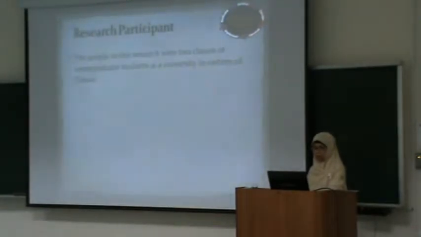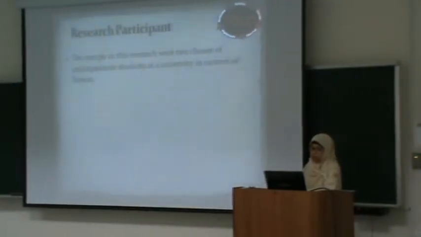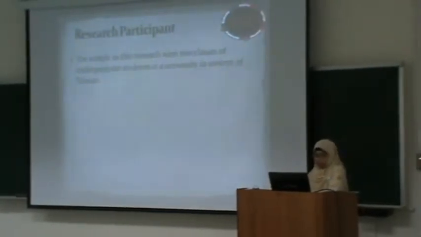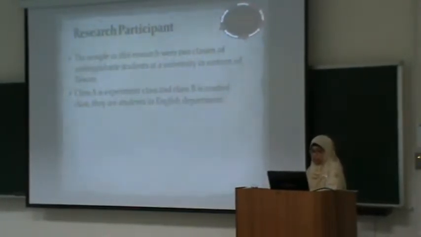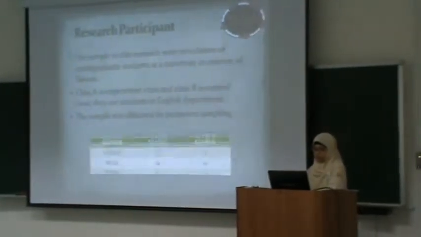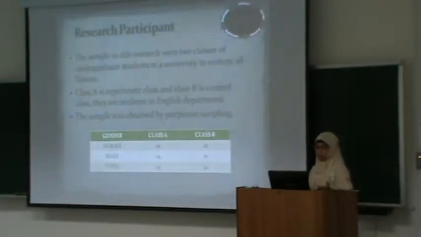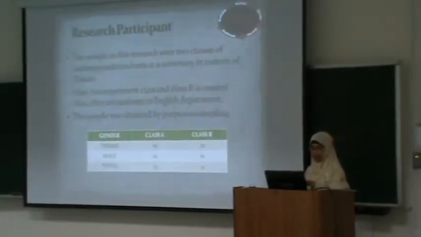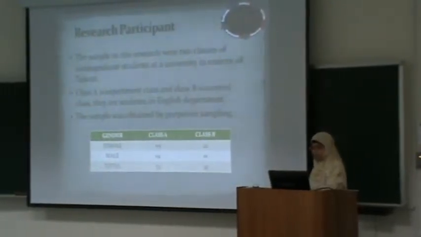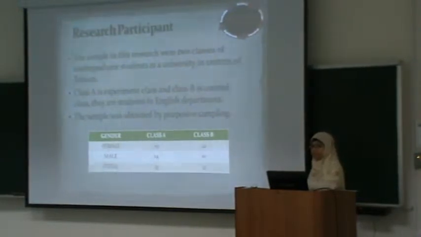And then research participants. The sample in this research were 2 classes of undergraduate students at a university in eastern Taiwan. Class A is the experiment class and class B is the control class. They are still in the English department. So here, I have the 2 classes. The first class is class A, the experiment class, the class taught by using instructional system design, and the other class is taught with a conventional method.